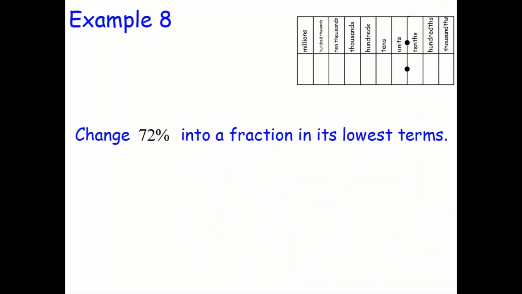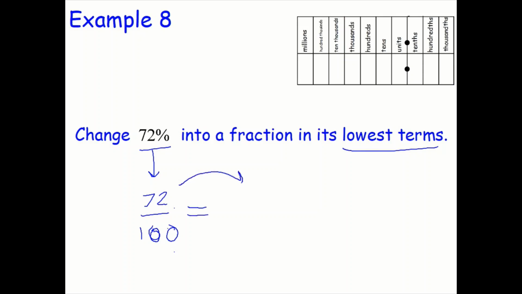Okay, example number 8 says change 72% into a fraction in its lowest terms. So let's just think about what 72% means. First, it means 72 out of 100. And in its lowest terms, that means simplifying. If you need a little bit of a reminder about what simplifying fractions involves, then watch the video on simplifying fractions. So you're trying to simplify this as far as you possibly can.